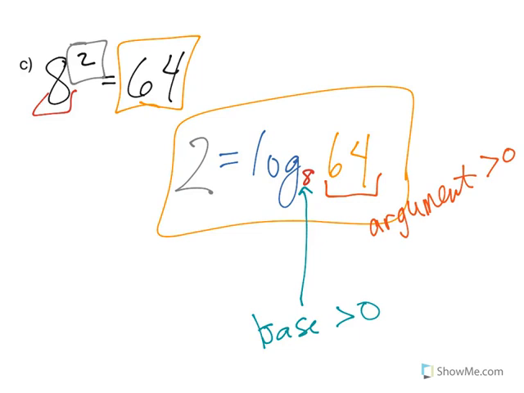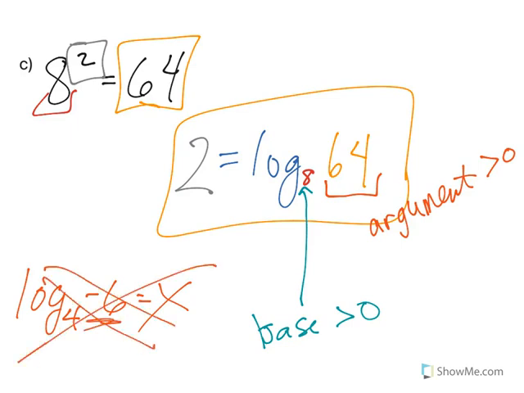So if you're looking at something and somebody tries to say the log of -6 base 4 equals something, be like, sorry about you, that's not how this works in life, okay? Because the argument here is negative, and that is not allowed. So both the base and the argument of the logarithm must be positive.